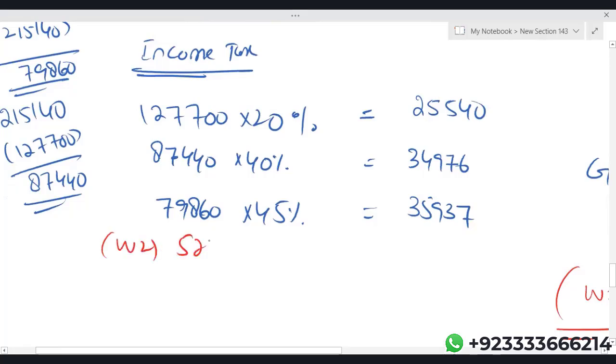Annual allowance charge is 52,500, and as I mentioned earlier, annual allowance charge is treated as other income, non-saving income. And we have already utilized basic rate band, higher rate band. Now we are in additional rate band. So how much we will apply on this 52,500? 45%. I'm getting 23,625.